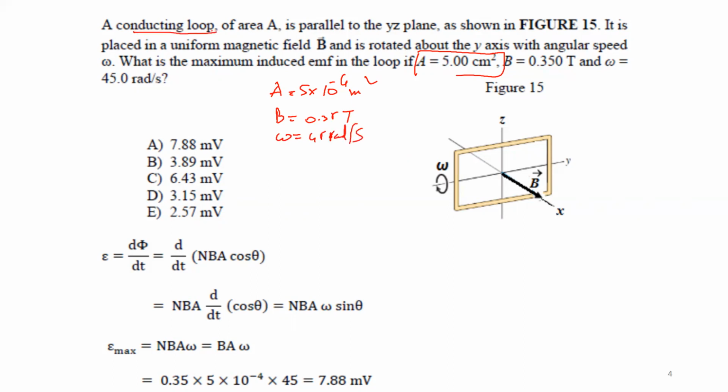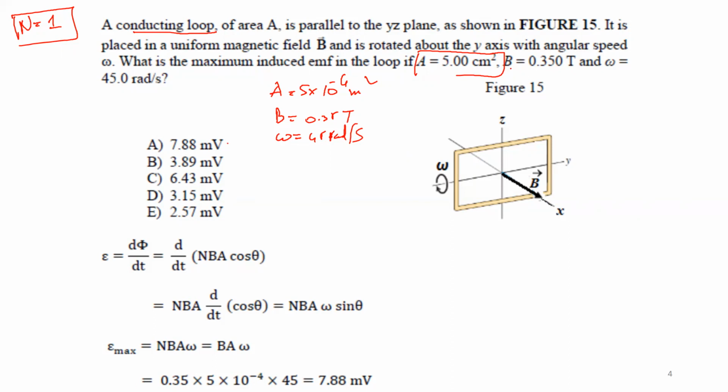So we have a conducting loop. Of course, here n is equal to 1. Otherwise, I would tell you it is a 25 turn loop, so n would be 25. Here, n is equal to 1. The loop of area A is parallel to the YZ plane, as shown in figure 15.